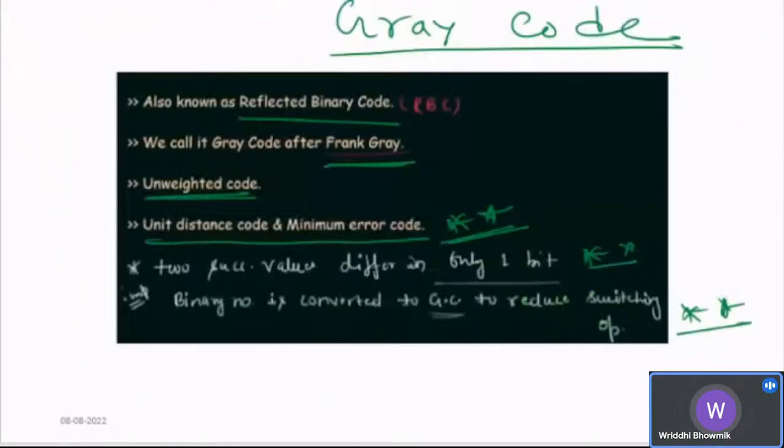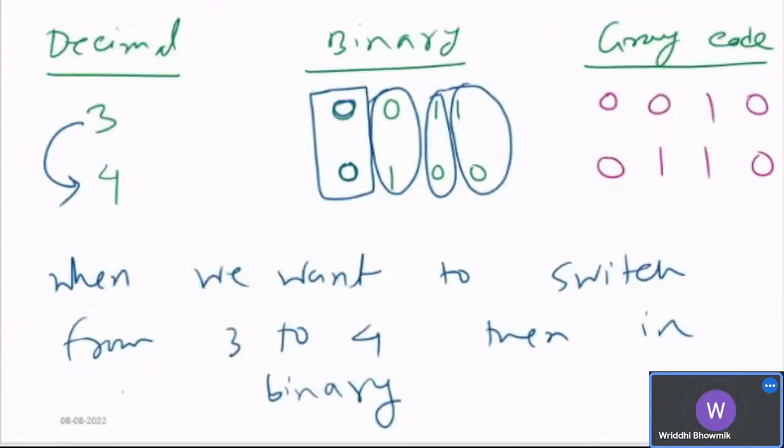Okay. Now the third point is we have explained binary number is converted to gray code to reduce the switching operation. Now the second point can also be explained. 2 successive values differ in only 1 bit. Okay. Now if you see the gray code, I'll again write.